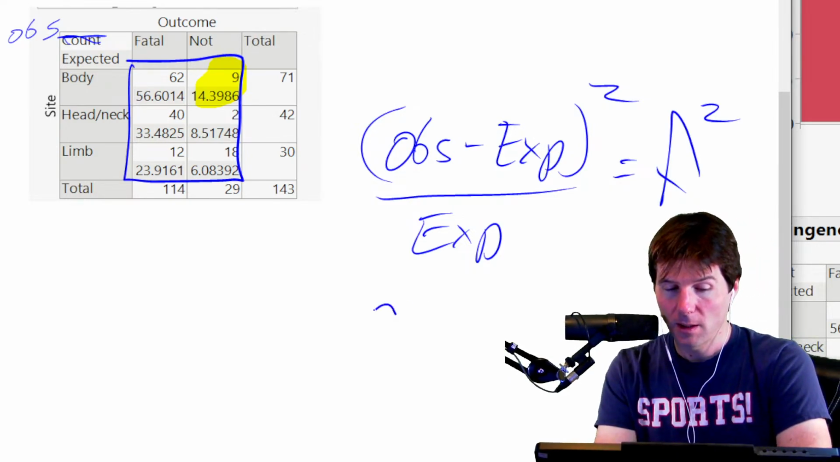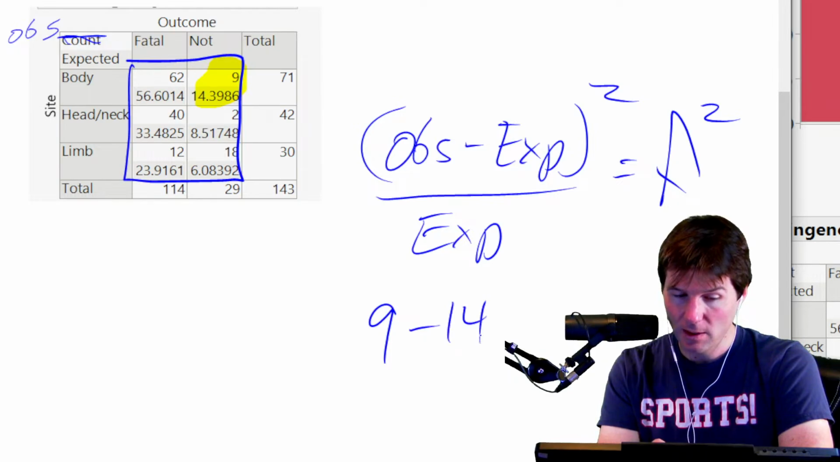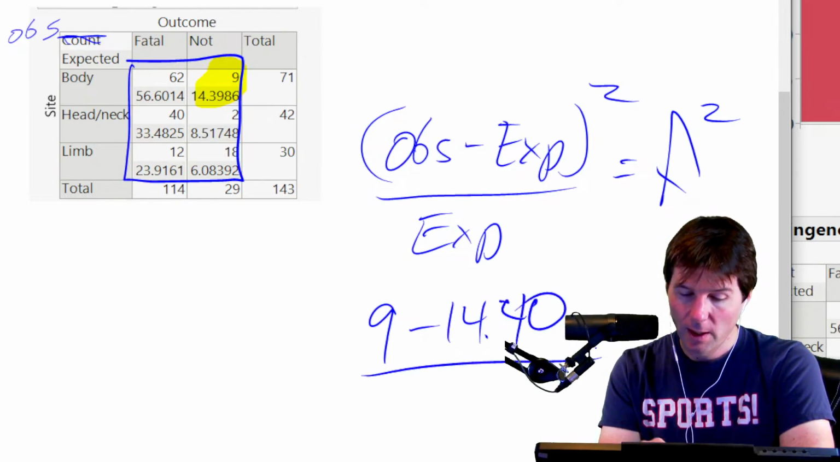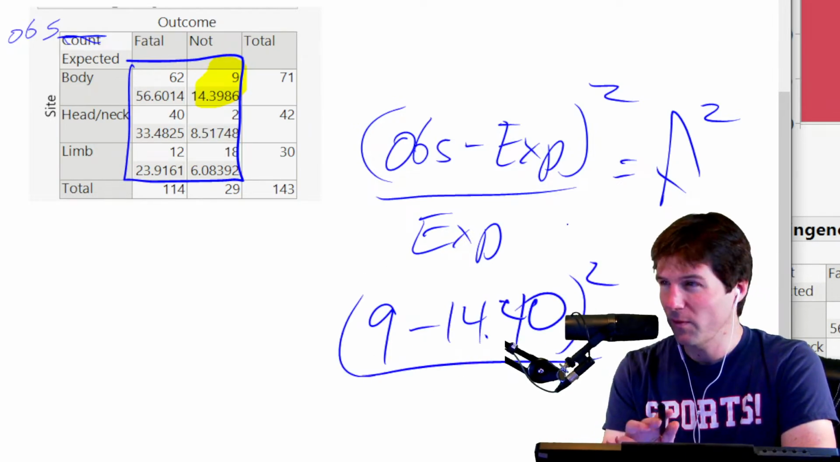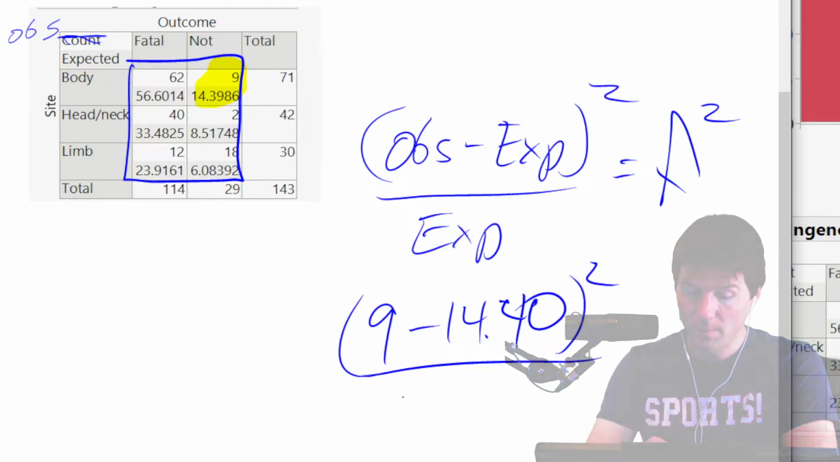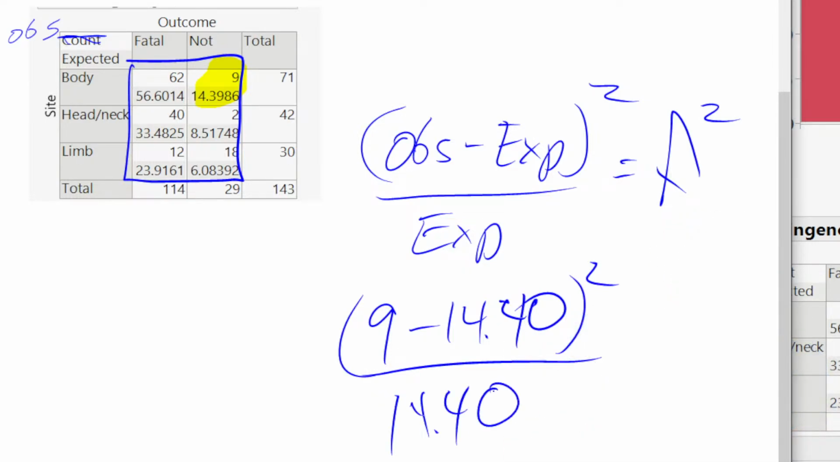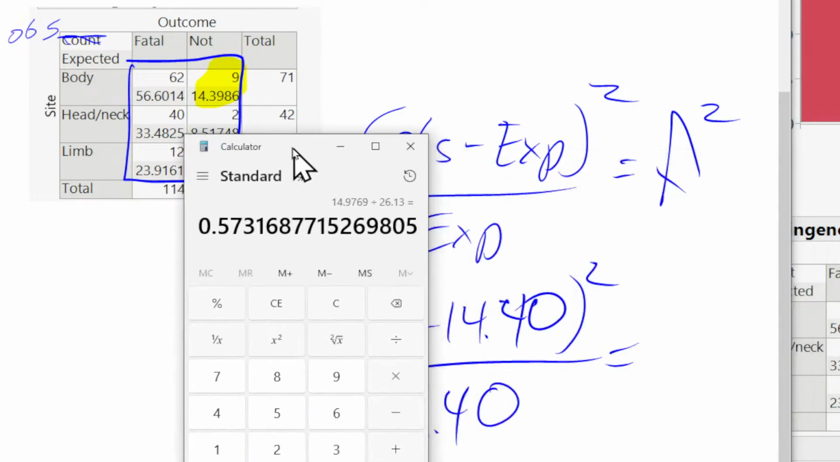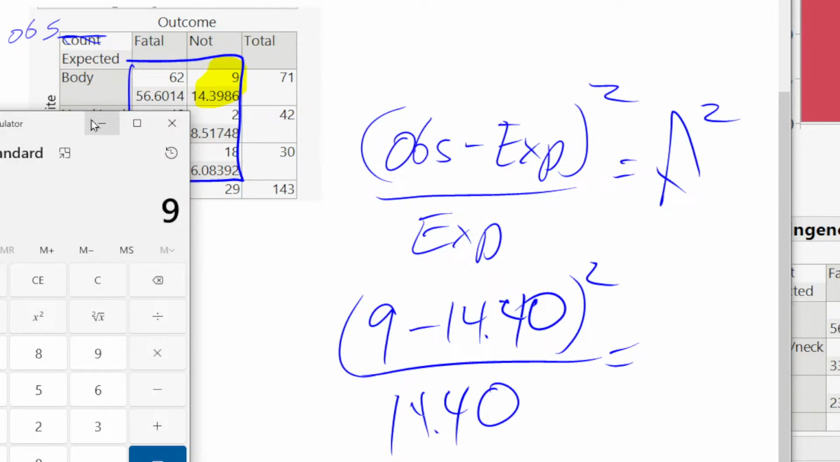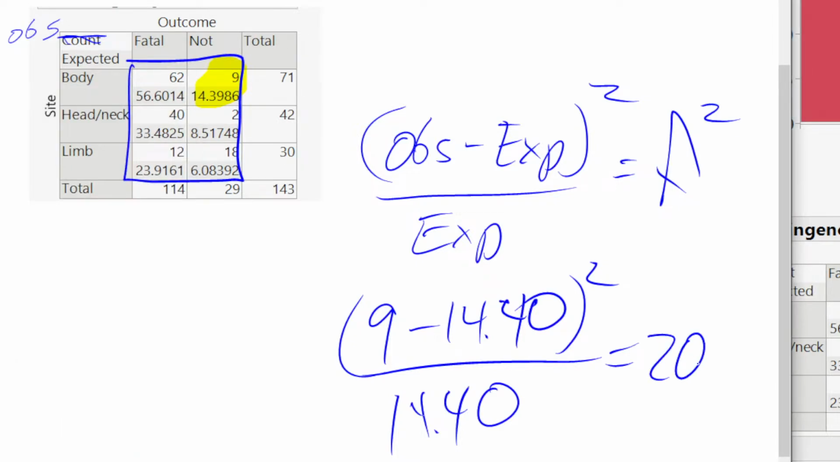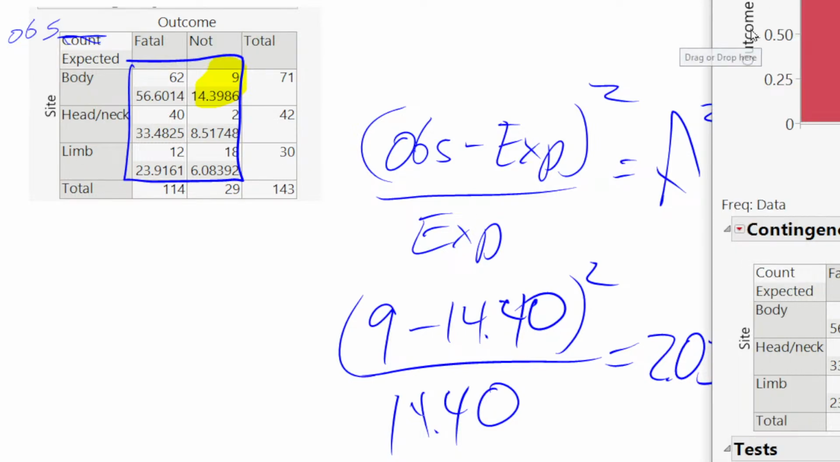So the math is going to be observed is 9 minus expected of 14.40, and we square that difference. That's about 5-ish. And then we divide by the 14.40, and that is going to equal 1.7. I say 1.7 as a guess. So 9 minus 14.40, square it, divide by, ooh, it's bigger than I thought. It's 2.02, 2.03. I said 1.7 as a guess, and it's close.